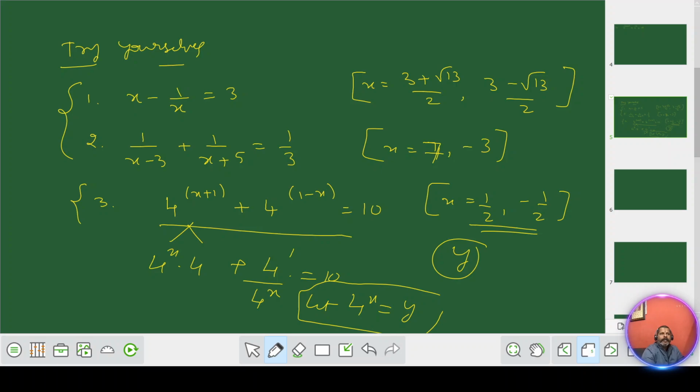Okay. This completes our factorization method for finding the roots of the quadratic equation. All tough questions are being covered. Practice well and go through. Okay. Thank you.